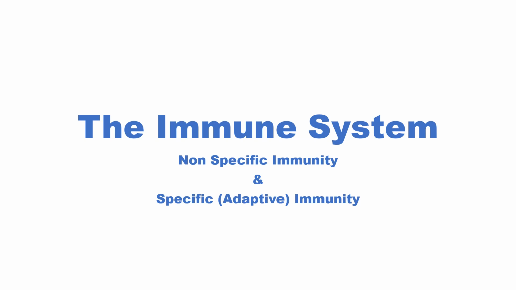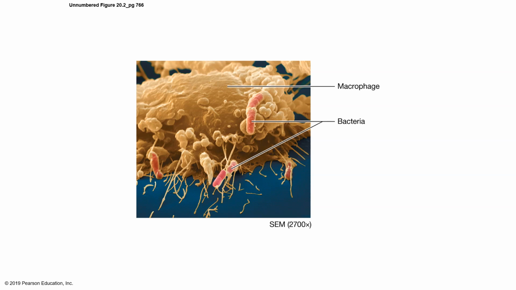Your second line of defense includes all the responses of the cells and proteins that make up our innate immunity. What you see here is a macrophage in the act of destroying a rod-shaped bacterium. That would be part of our second line of defense.